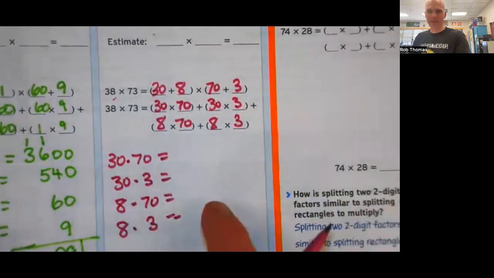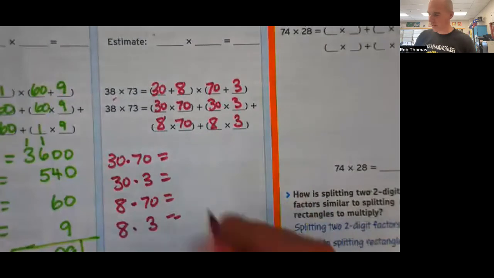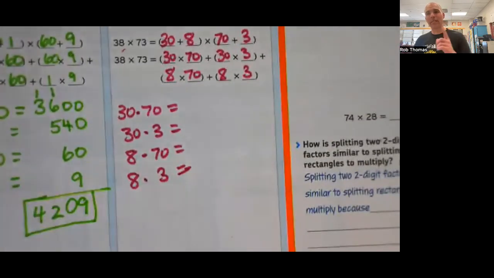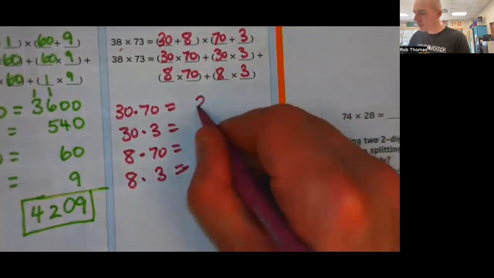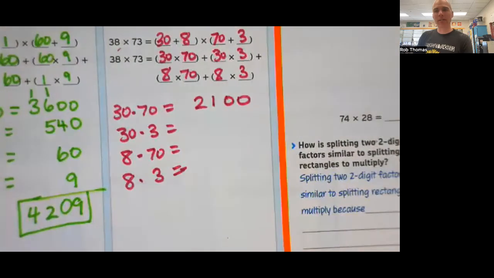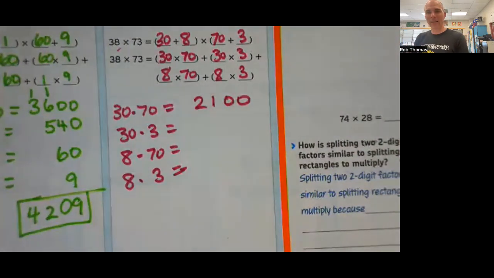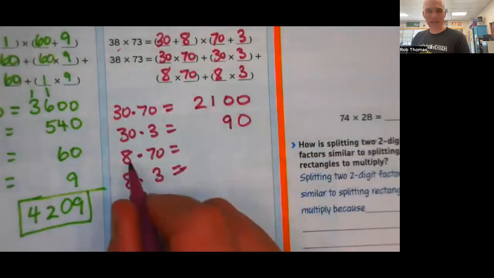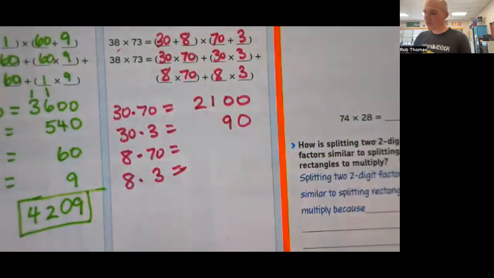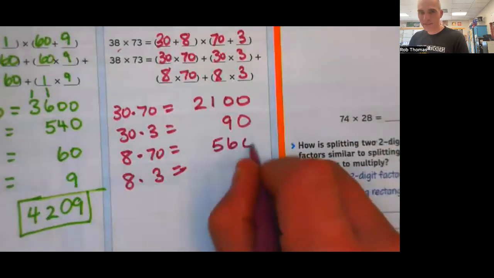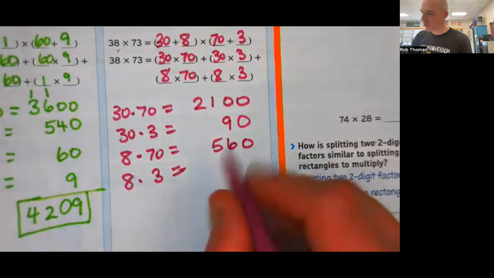Oops, I was looking at the screen when I wrote that equal sign, so it turned out so weird. All right, 30 times 70. I'm doing 3 times 7, which is 21. I tossed 2 extra zeros on there. 30 times 3. 3 times 3 is 9. Put an extra 0 on there. I got 90. 8 times 70. I do the 8 times the 7, which is 56. Toss an extra 0 on there. I got 560. And 8 times 3 is 24.